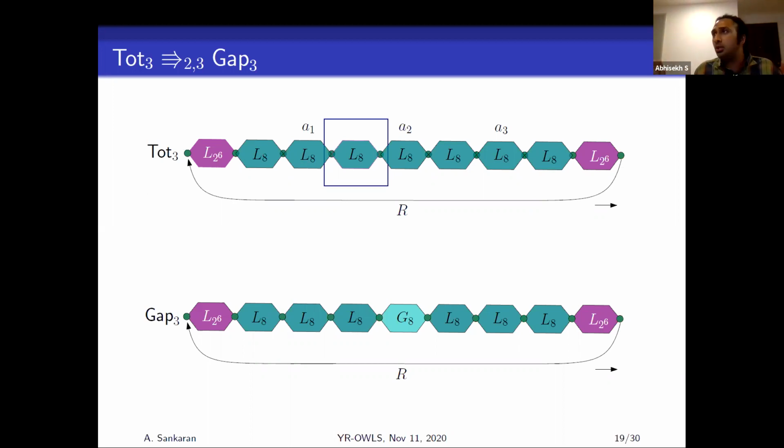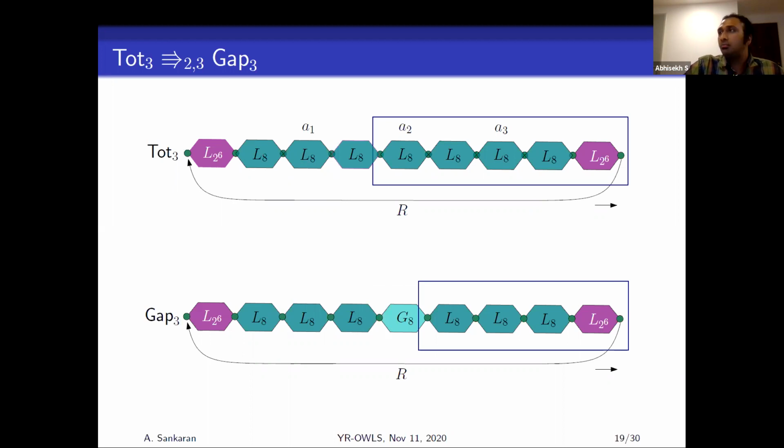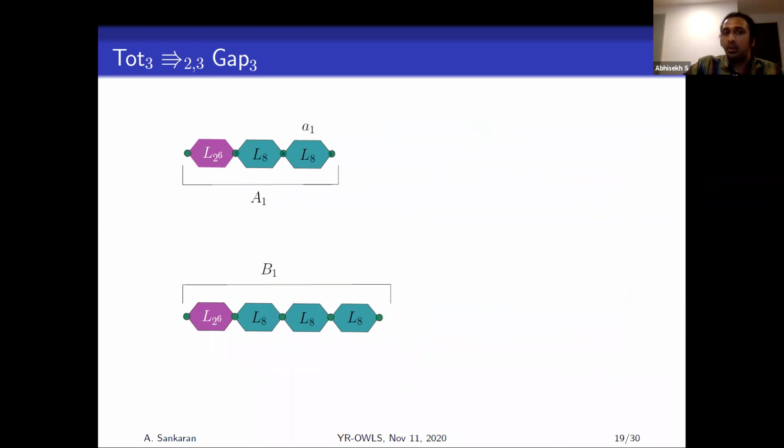Gap 3 has a natural split into 3 parts. That is the central part, then there is the left part, and then there is a right part. So we established the correspondence between these 3 parts of tot3 and gap 3. And now we are going to play the game on each of these parts and then compose them together. So let us look at just the left part.